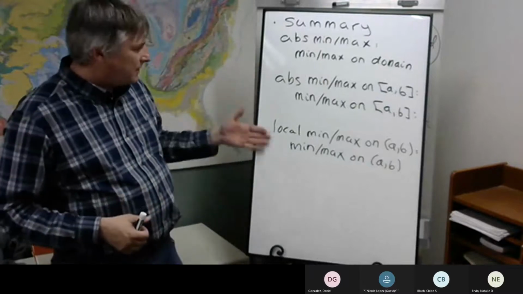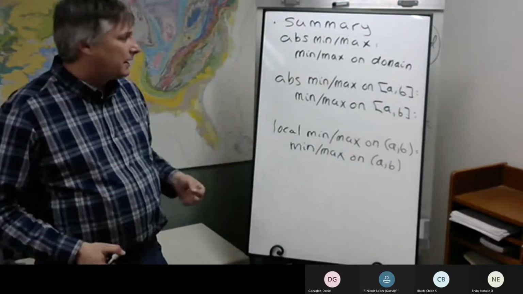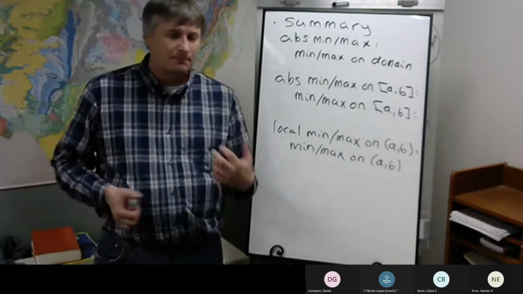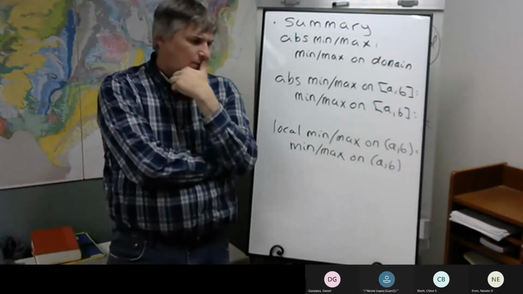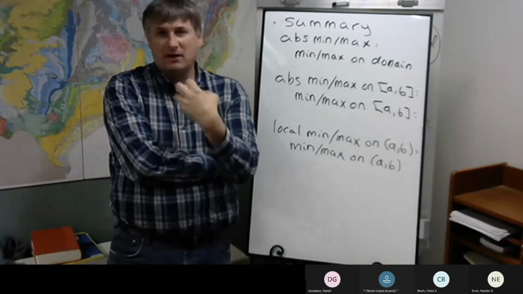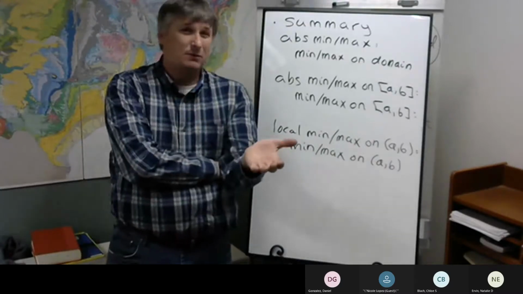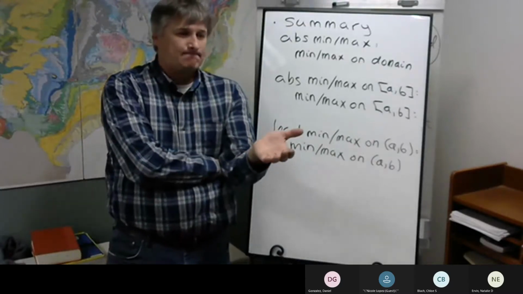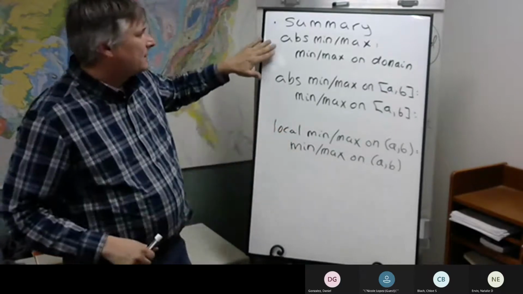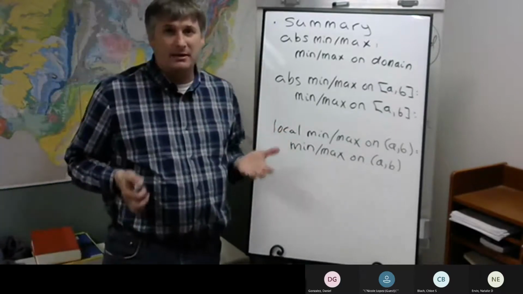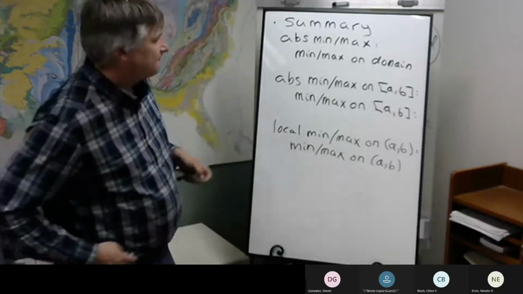Now, how are these two going to be different? And it's going to come down to endpoints. When we talk about minimums and maximums, we might have a situation where some functions don't have a minimum or maximum. And that can be kind of peculiar. So for something like this, let's say we're looking at absolute min and absolute max.